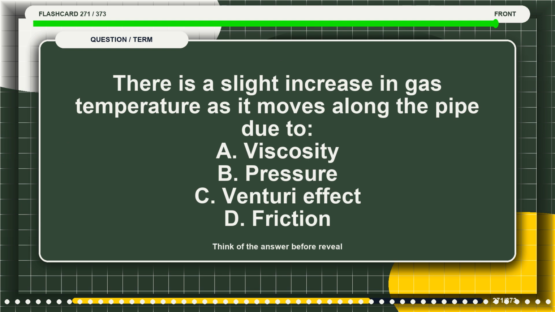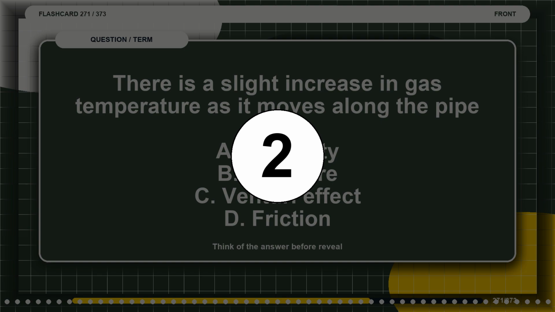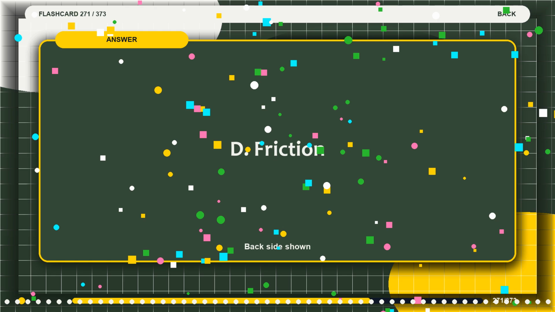Flashcard 271. There is a slight increase in gas temperature as it moves along the pipe due to A. Viscosity. B. Pressure. C. Venturi effect. D. Friction. Think of the answer before the reveal. The answer is D. Friction.